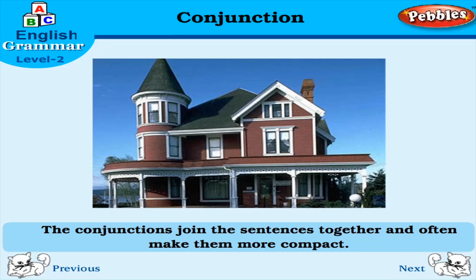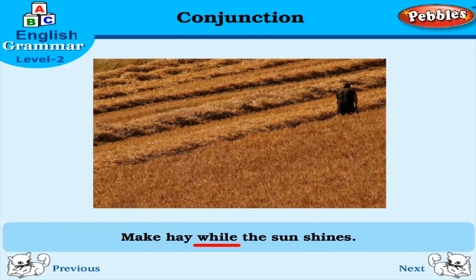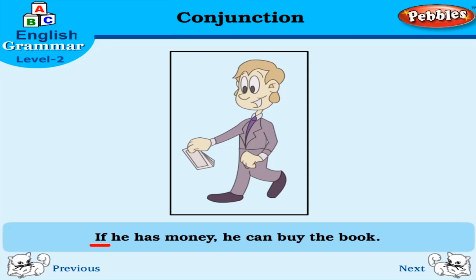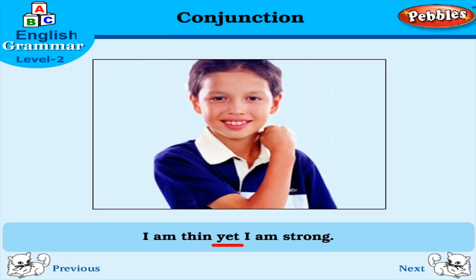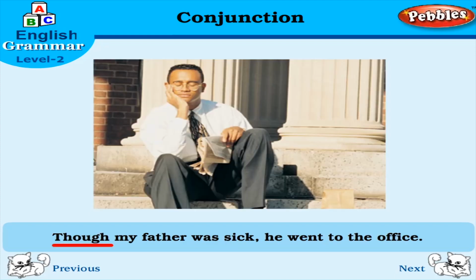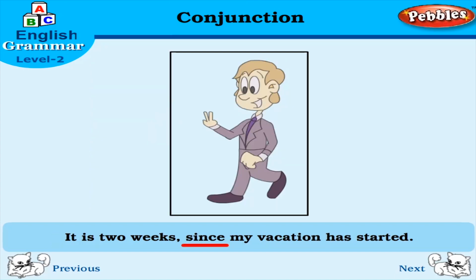Let's see more sentences using conjunctions. Make hay while the sun shines. If he has money, he can buy the book. I am thin, yet I am strong. Though my father was sick, he went to the office. It is 2 weeks since my vacation has started.